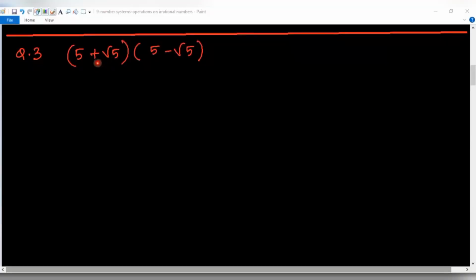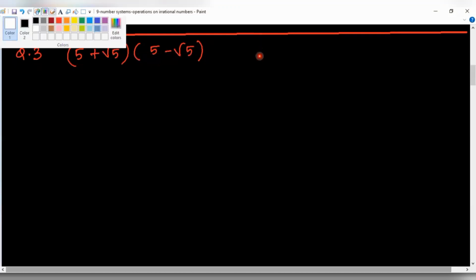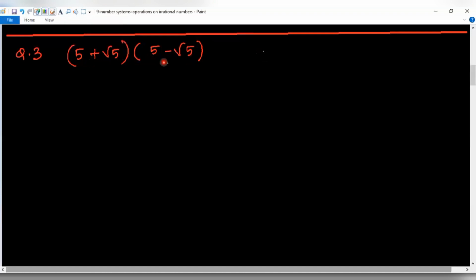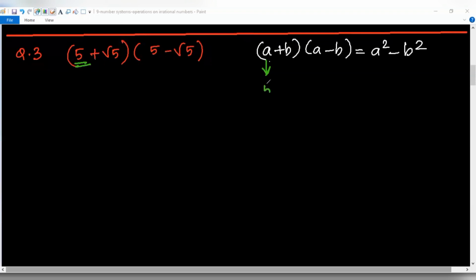This is our third question. See here, 5 plus root 5 into 5 minus root 5. This is similar to an identity, right? We have already learned the identity. You see, both are alike, but here it is plus and here minus. So the identity is a plus b into a minus b, which is a square minus b square. Here, in place of a, we have 5, and in place of b, we have root 5.